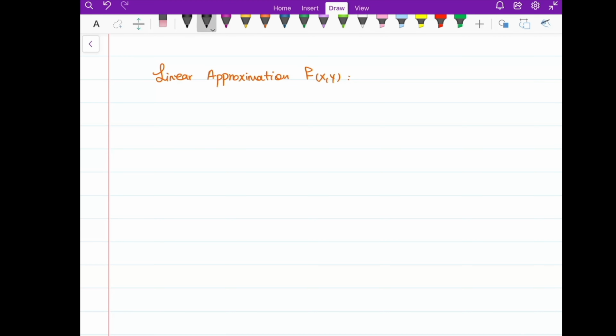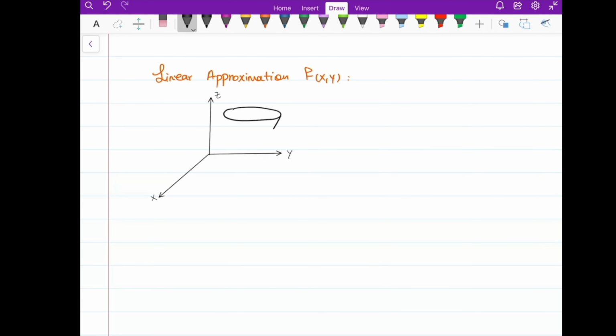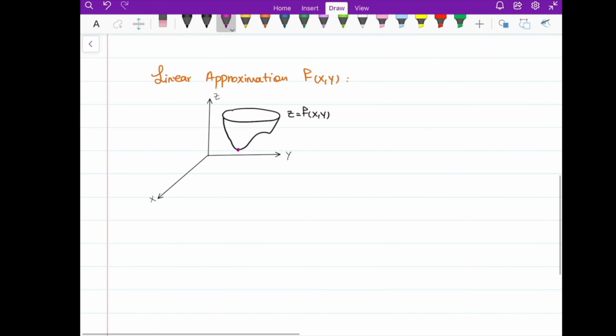Okay, so for a function of two variables, I have a surface like this: x-axis, y-axis, and then z-axis, and I have a surface z equals f of x and y. At any point, just assume that at this point, I have a tangent plane, that is a plane that is tangent to the surface at the given point x0 and y0.